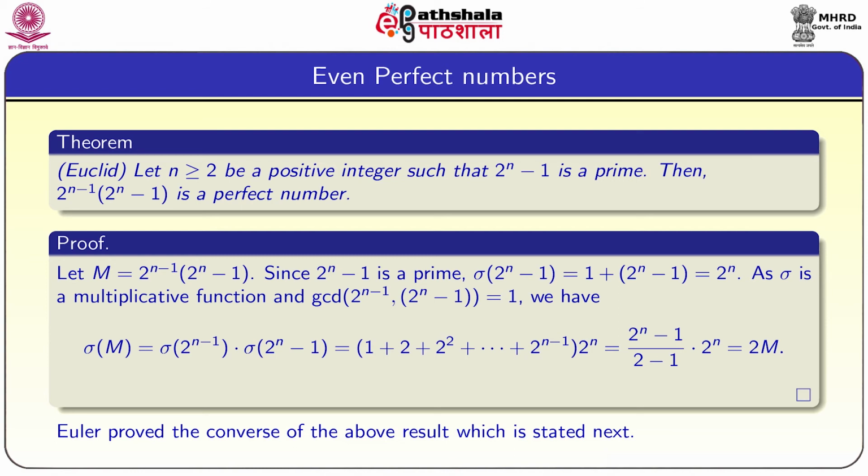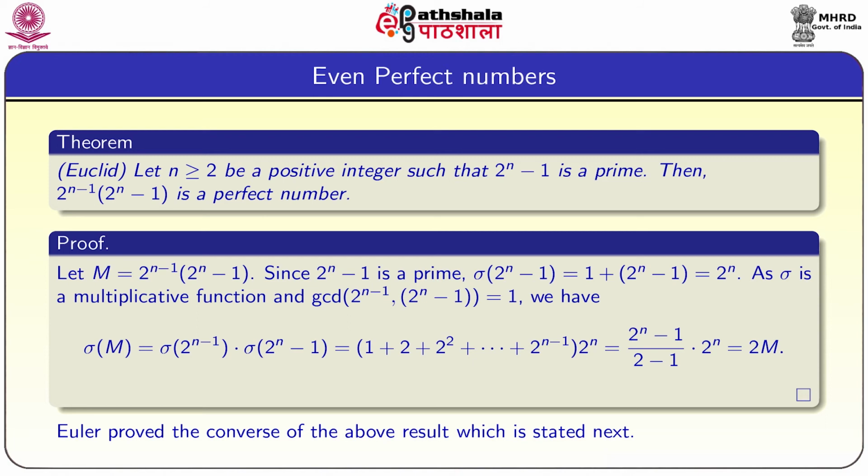Sigma of 2 power n minus 1 is equal to 1 plus 2 square and so on up to 2 power n minus 1, and we showed that sigma of 2 power n minus 1 is 2 power n because 2 power n minus 1 is prime. So, by multiplying these two we get 2 power n minus 1 by 2 minus 1 into 2 power n, that is exactly equal to 2m. So, Euclid gave this proof very long back. Once you have that 2 power n minus 1 is prime, then that is going to give a perfect number. But its converse is also true, though the converse was proved by Euler after a very long time gap.